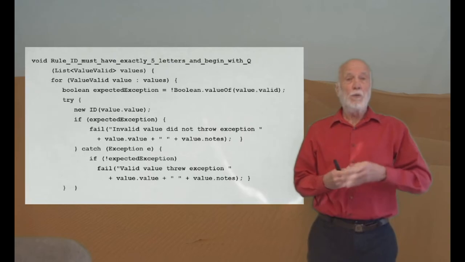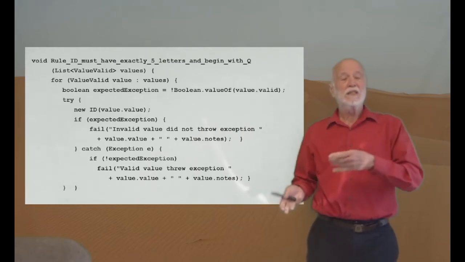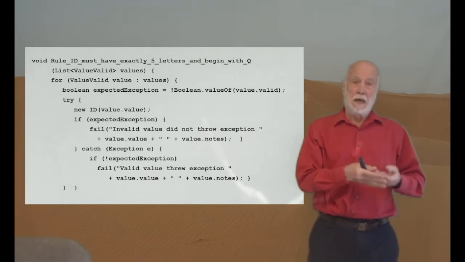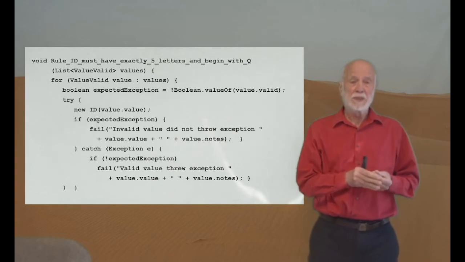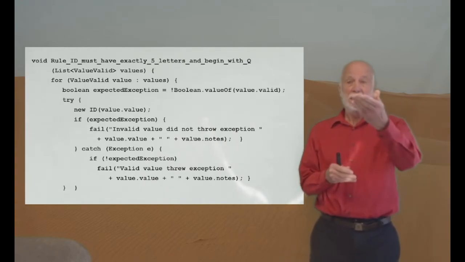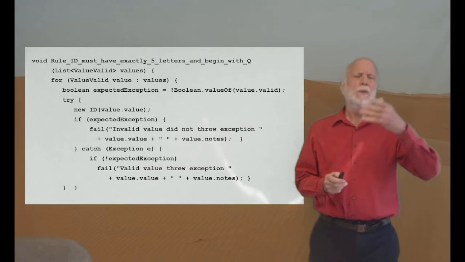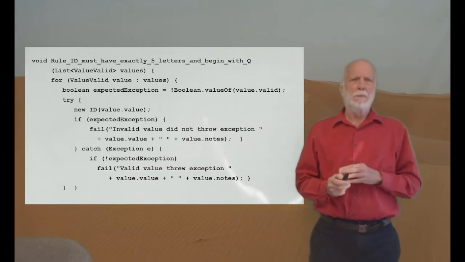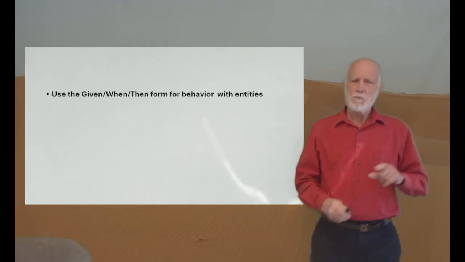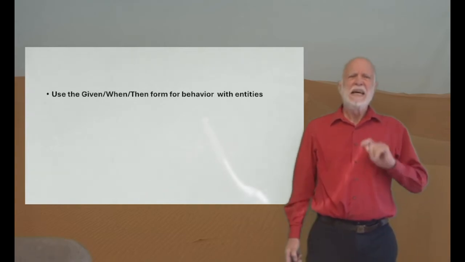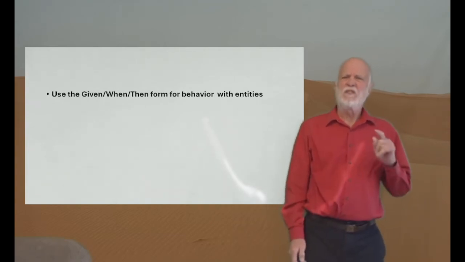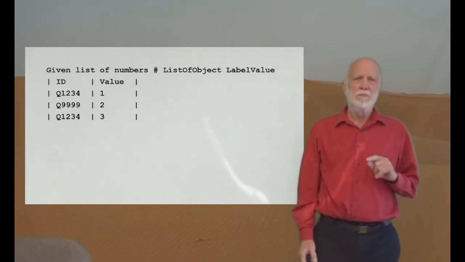If you've got another way of translating strings into domain-specific data types, and maybe it just returns a Boolean, then you can simply compare it directly without having to catch an exception. I just decided to show you a more elaborate example. Now we can use the full given-when-then form for behavior with entities.